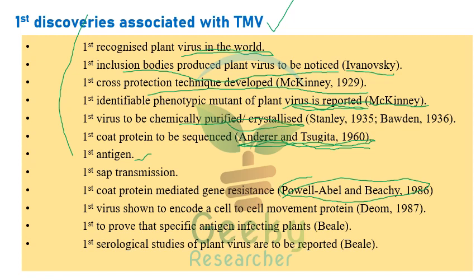And the first virus to encode a cell-to-cell movement protein, that is a movement protein. I told you plasmodesmata is actually small, but even though it is small, the tobacco mosaic virus manages to spread from one cell to another through plasmodesmata. Plasmodesmata is simply like a shortcut. By producing a movement protein, it mediates its transfer. The first specific antigen proved in infecting plants and the first serological studies of plant virus were also reported in tobacco mosaic virus. See how important the tobacco mosaic virus is. That's why I'm telling you some important information about it.